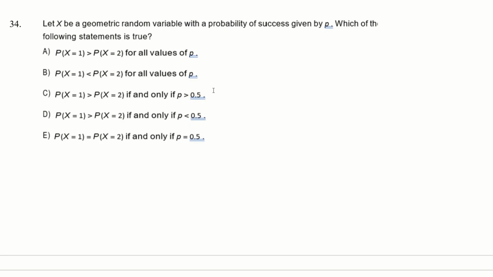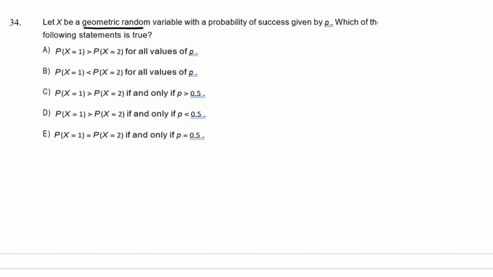So it says let X be a geometric random variable with a probability of success given by p. So we're dealing with geometric now. Which of the following statements is true? Okay, so let's go ahead, since it's a geometric, let's write down what the formula is for geometric. So for geometric, the formula is for P of big X is equal to little x.